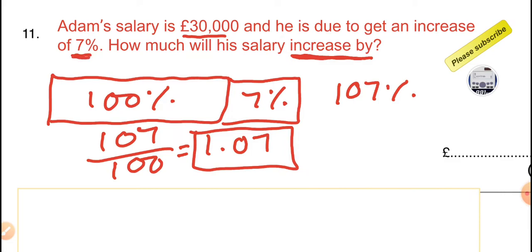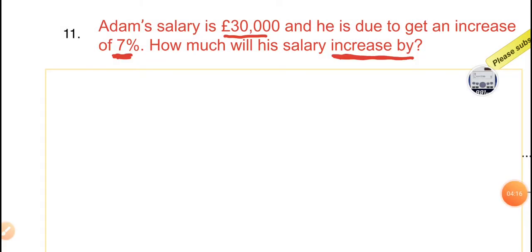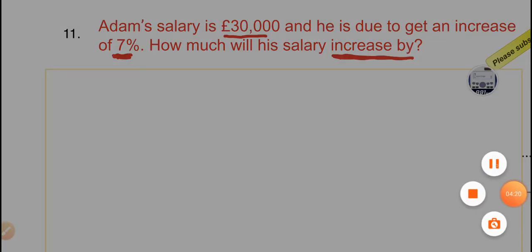Sometimes students make a mistake. They see 7% and they think that the decimal multiplier is 1.70. That is wrong, because that is actually a 70% increase. So we know that the decimal multiplier now is 1.07.